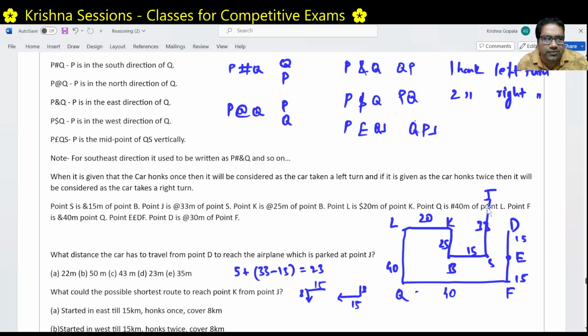And then 33 minus this 15. That is 18. It has to take right for 18 and reach J. So, 5 plus 33 minus 15, 23. That is the correct answer.